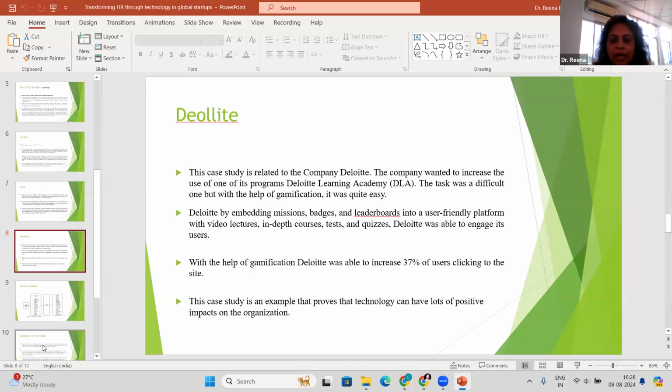So Deolite, by embedding missions, badges, and leaderboards into a user-friendly platform with video lectures, in-depth courses, tests, and quizzes, was able to engage its users. So that was the main problem with them, because employees were not engaged. So through gamification and through this Deolite Learning Academy, they were able to engage the employees through games and tests and quizzes. So with the help of gamification, Deolite was able to increase 37% of users clicking to the site.